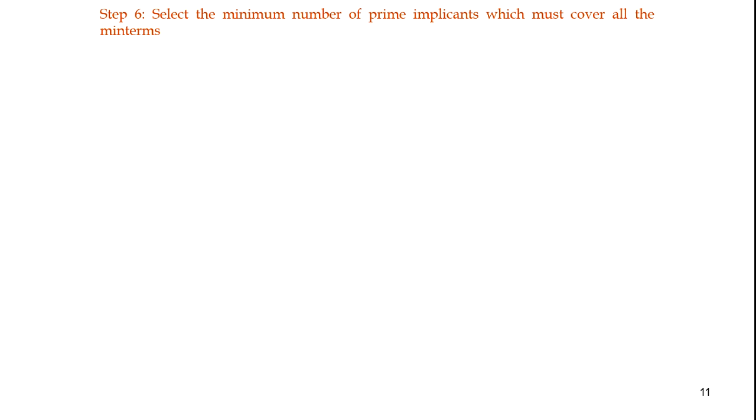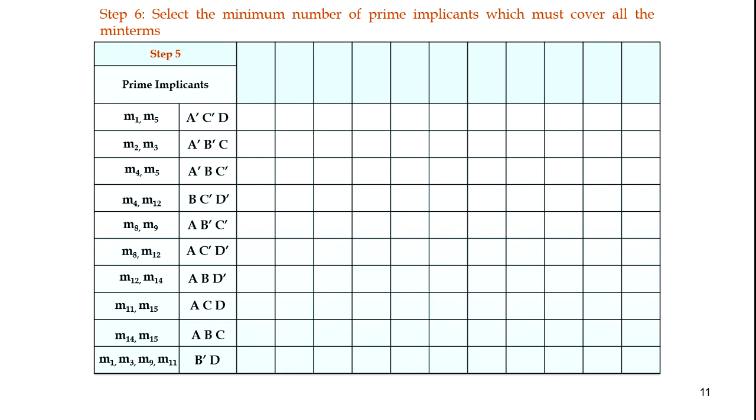So next is step 6, which is we have to identify the minimum number of prime implicants which cover all the minterms. So we have listed the minterms here, and these 3 terms are don't care terms. So first we have to take the minterms present in each term. For this it is 1, 5, 2, 3, 4 and 5, 4 and 12, 8 and 9, 8 and 12, 12, 14, 11, 15 and so on.